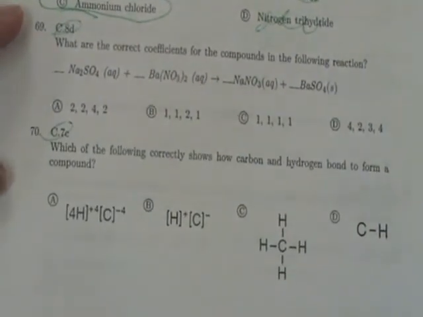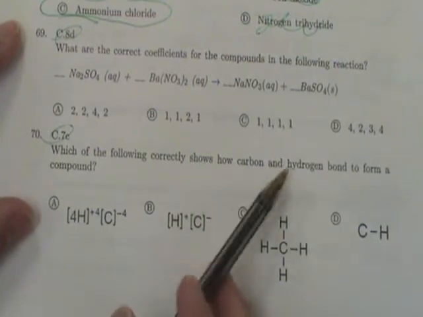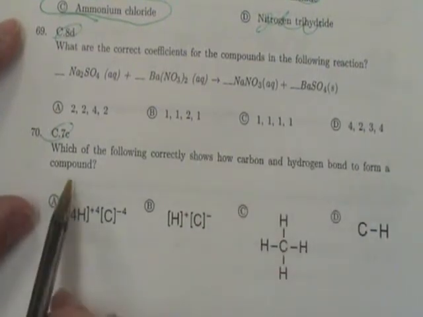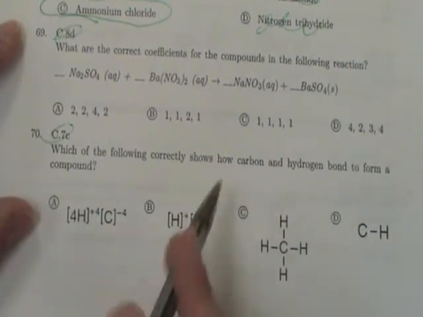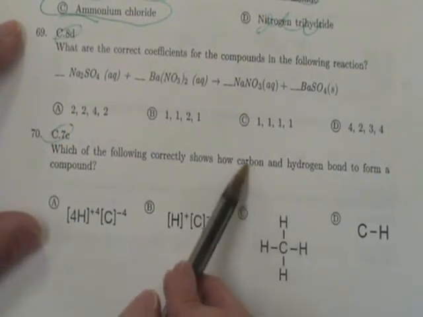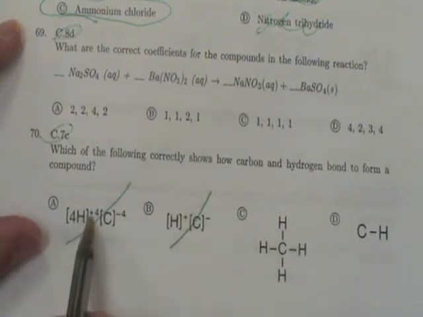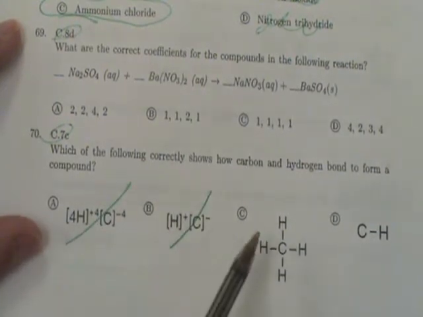70. Okay. All right, 70. Which of the following correctly shows how carbon and hydrogen bond to form a compound? Carbon and hydrogen are both nonmetals, so they're going to share their electrons. Automatically, these two answer choices are wrong because we see positive and negative charges.